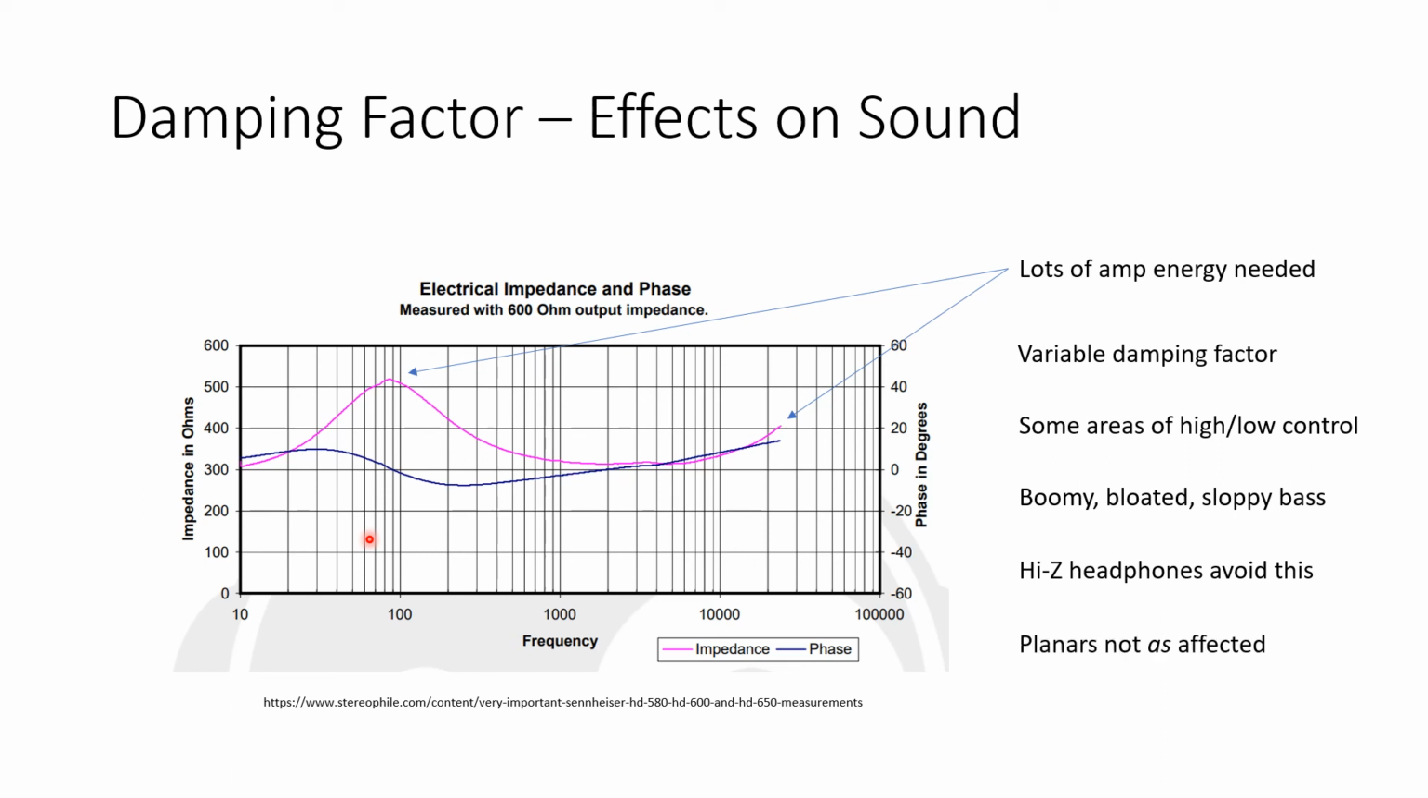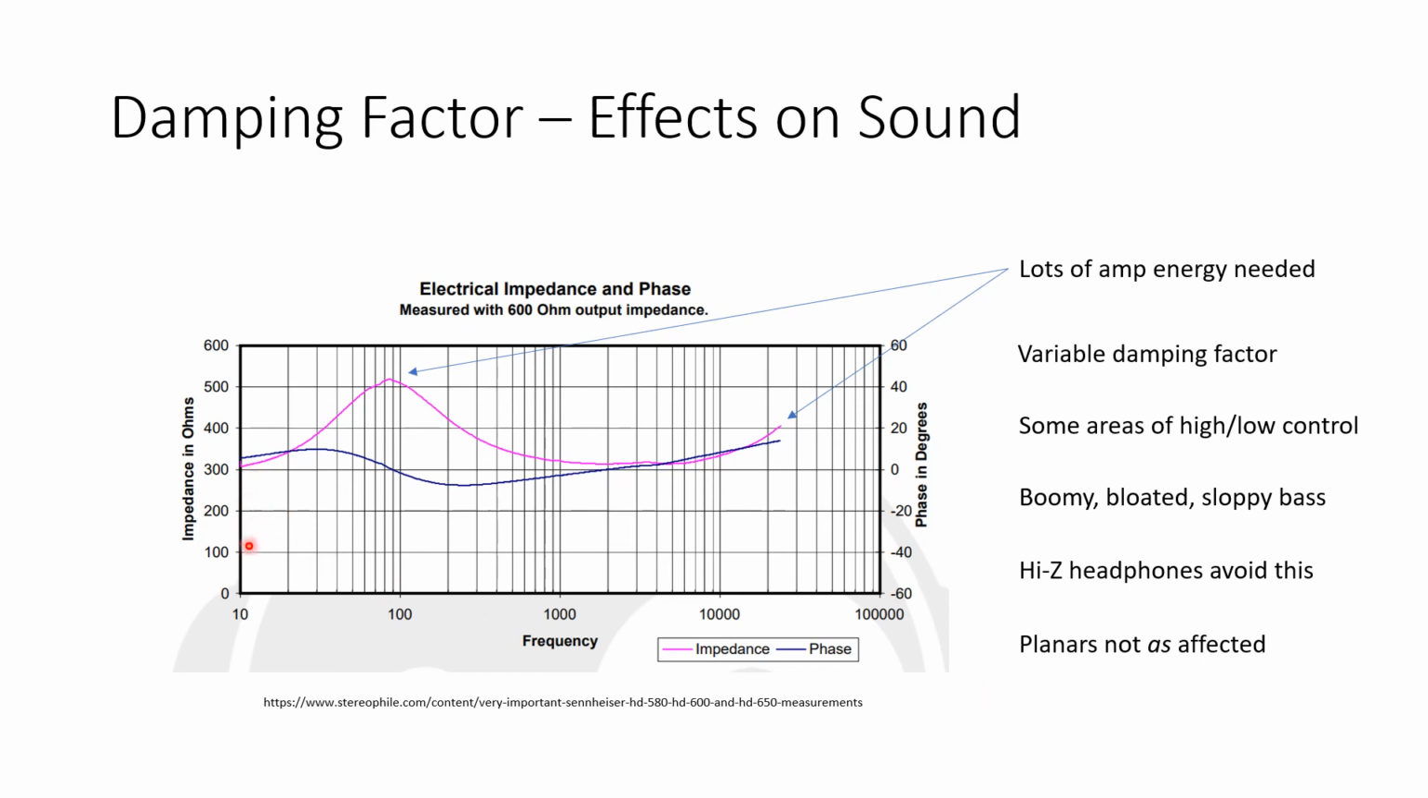Okay, now a quick note here. Planar magnetic headphones are not as affected by this. Now, I say not as affected. They will sound overall less quick, less controlled. They'll sound a little bit more blended together, if you will, if you have a low damping factor with a planar headphone. But their impedance is nearly flat.